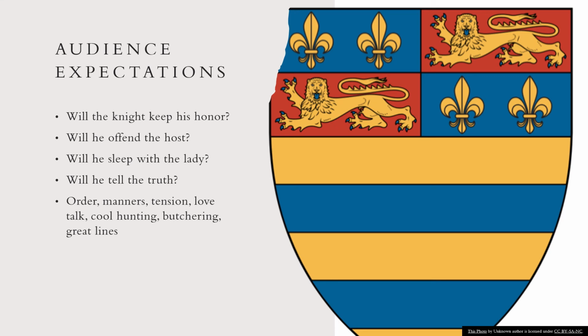So by the end of Fitt 3, audience expectations are really high. Gawain has successfully avoided sleeping with the lady, but he has also not kept his word to the host. There's been this tension through the whole thing between Gawain needing to honor and respect his host and obey the lady according to the rules of courtly love. So how can he thread that maze, run that gauntlet?